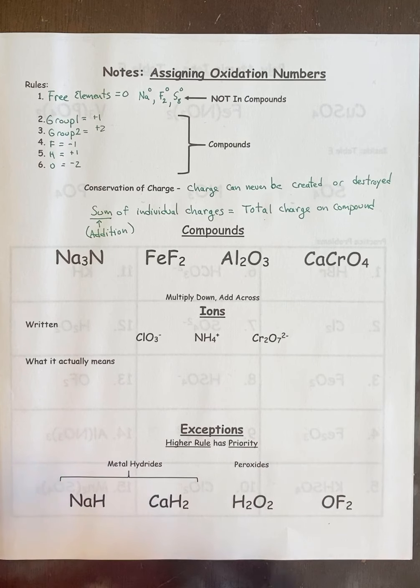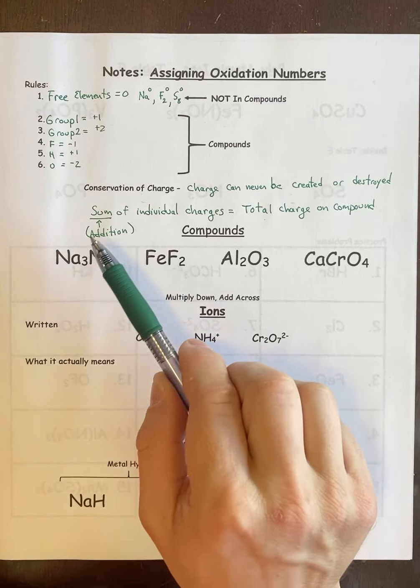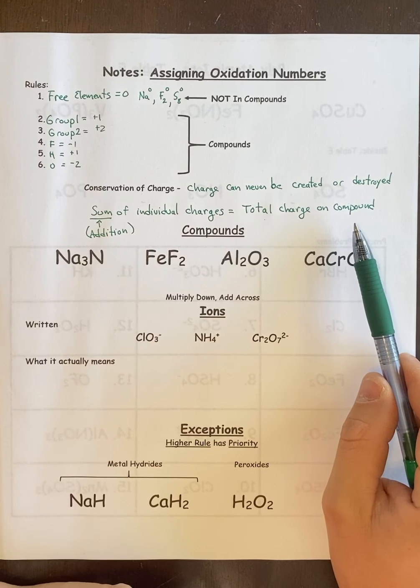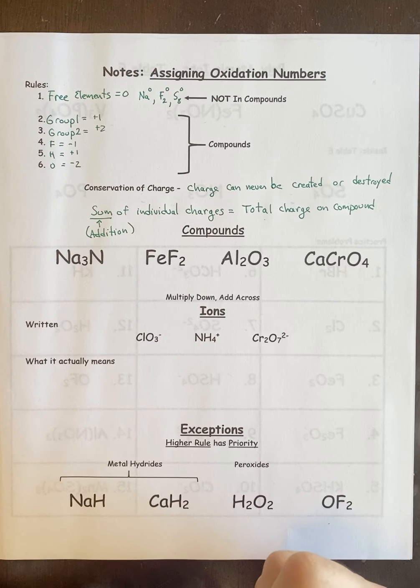Now, what are we trying to do with these rules? Well, we are trying to make the sum of the individual charges of the elements add up to the total charge on the compound, which should make sense, right? If you have a bunch of elements and they have charges, if you add up all their charges together, then that should equal the charge of the entire molecule. And that is what we would call conservation of charge. The charge can never be created or destroyed. So in other words, your individual parts have to add up to equal your total. That's pretty much how most things work in life, although not always.